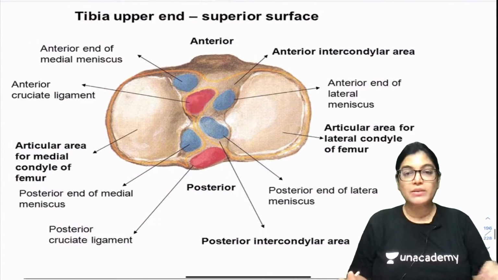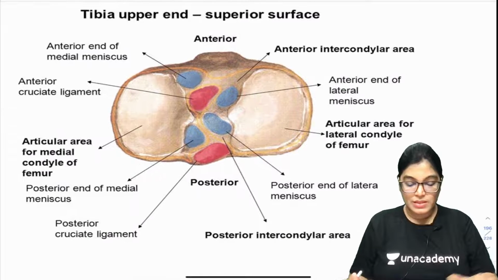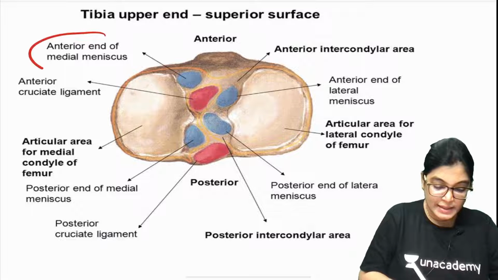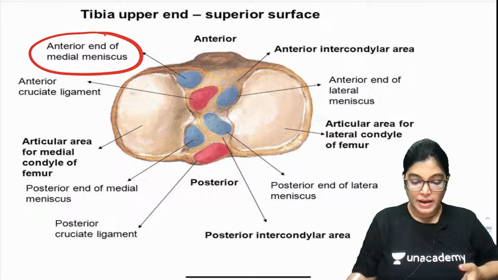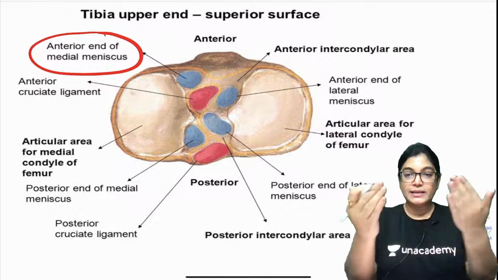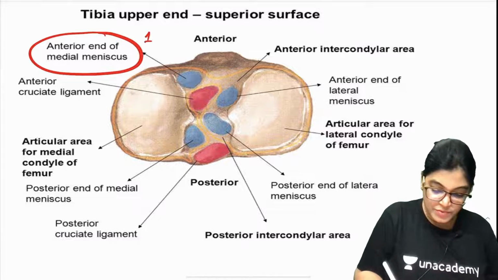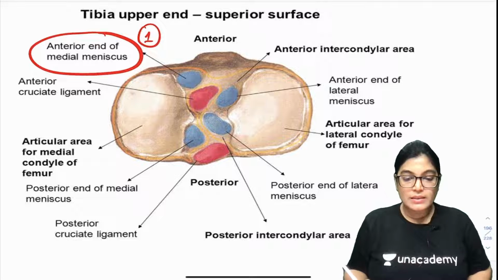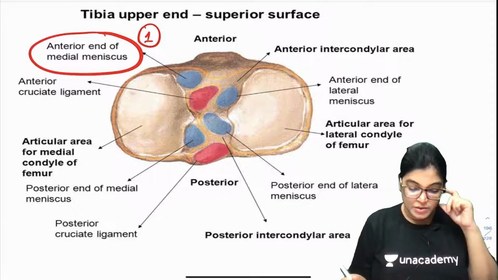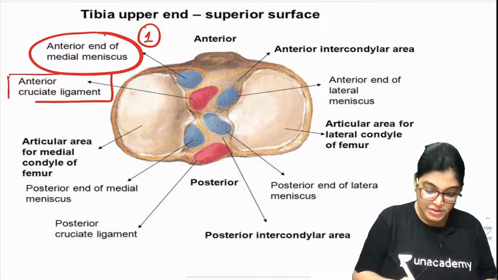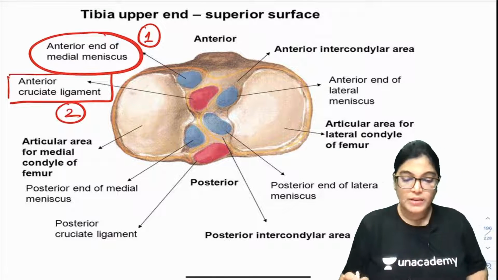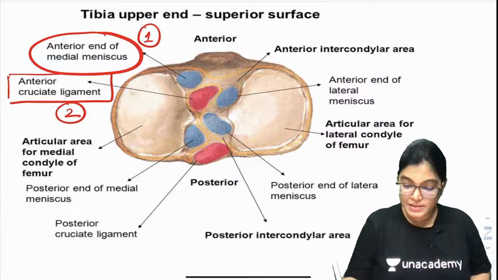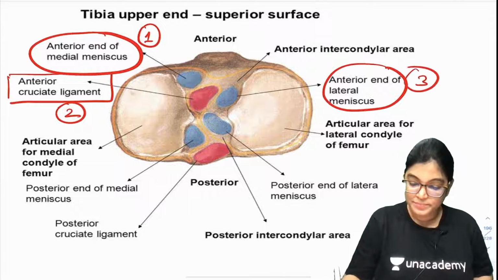Now, all of you just concentrate on this intercondylar structure. The most anterior structure here is the anterior end of medial meniscus. If we are moving from anterior to posterior, the first structure lying is the anterior end of medial meniscus. The second structure is anterior cruciate ligament. The third structure is anterior end of lateral meniscus.